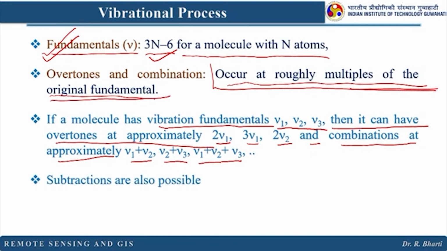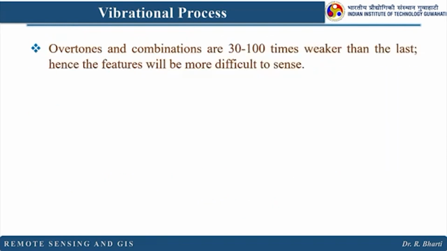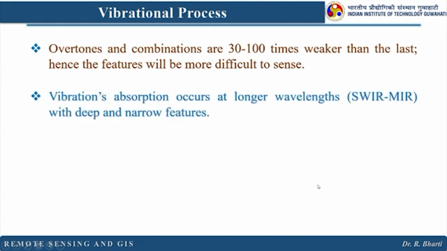So, subtraction is also possible here. So, here you can have V1 plus V2 minus V3, right. So, for example, here you have. Now, the overtone and combinations are 30 to 100 times weaker than the fundamentals, right. Hence, the features will be more difficult to sense.